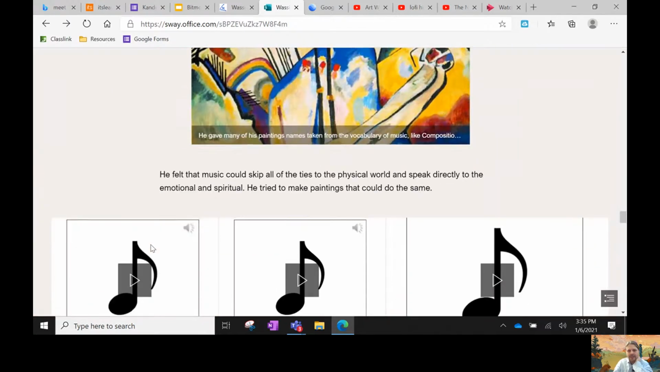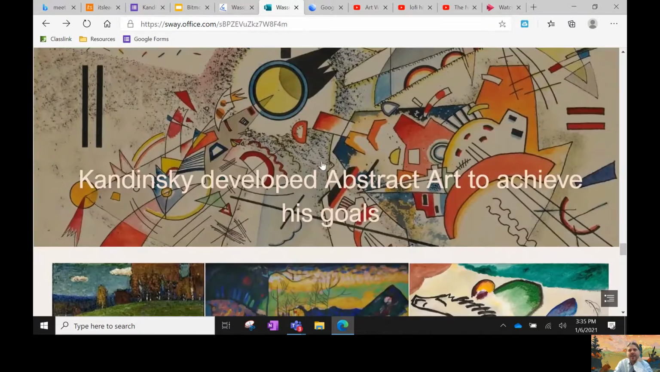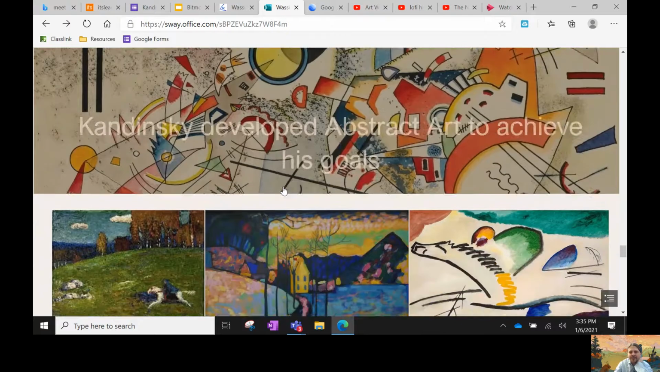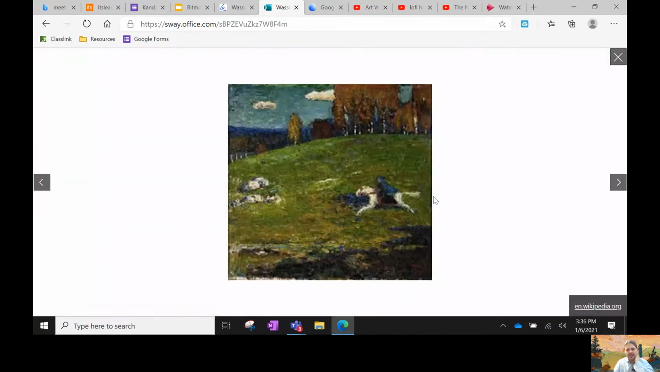Here we go. Here's some of the paintings that I wanted you to see. Oh, we're going to look at this in just a minute. Scroll past. Here are some of his pictures. Just wanted to give you an idea of the kind of things that he did.